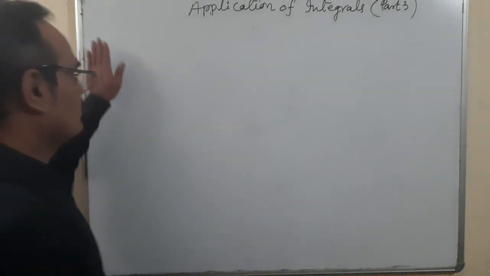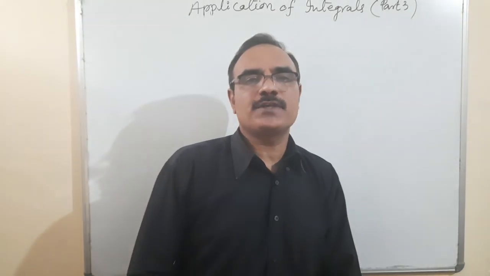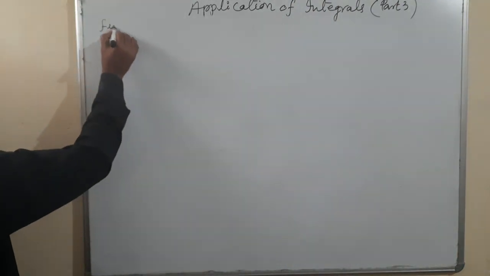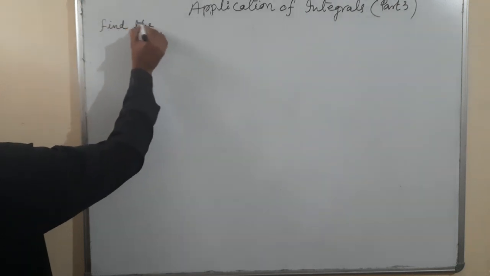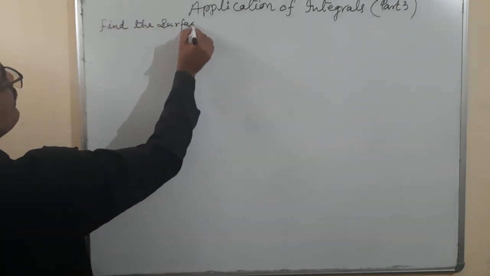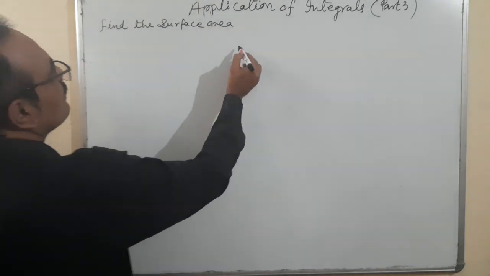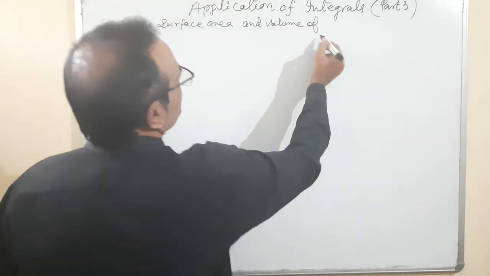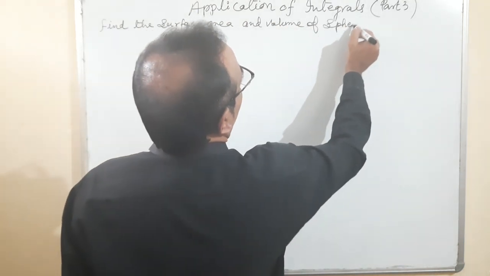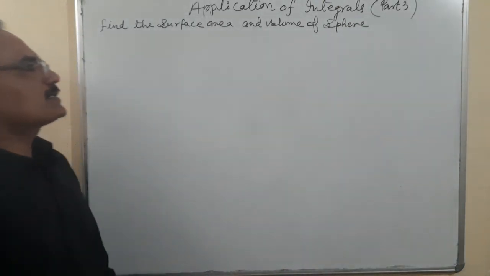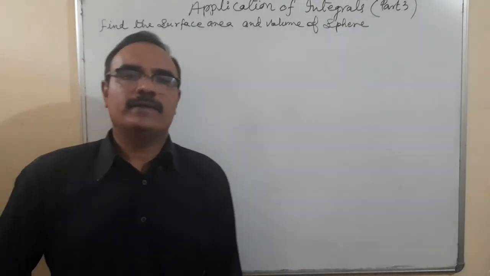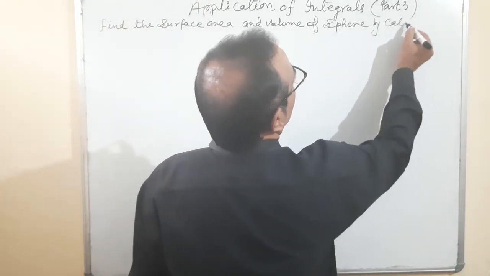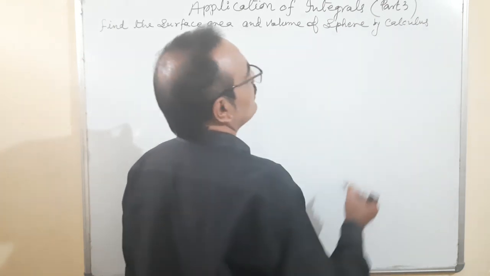What is the question? The question is: find the surface area and volume of a sphere. Find the surface area and volume of a sphere by integration, by calculus. Okay, by the calculus method.